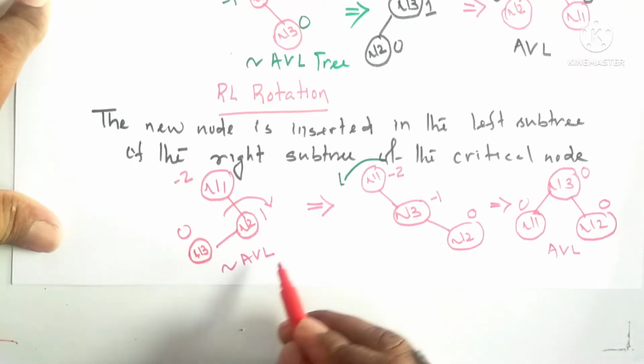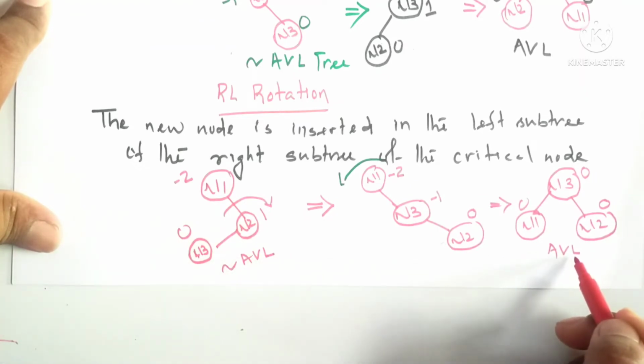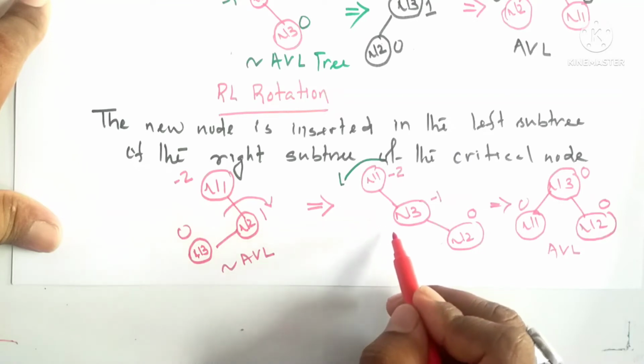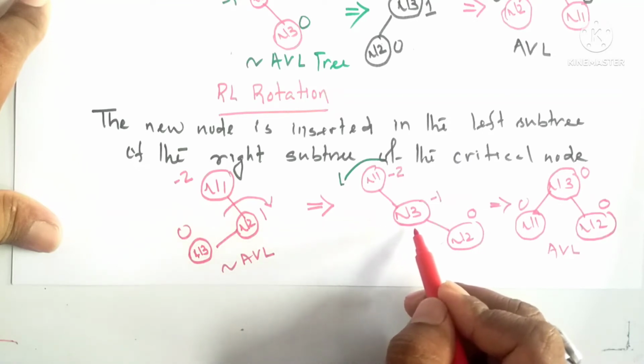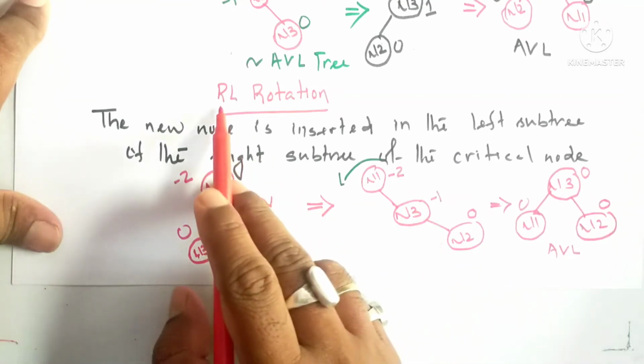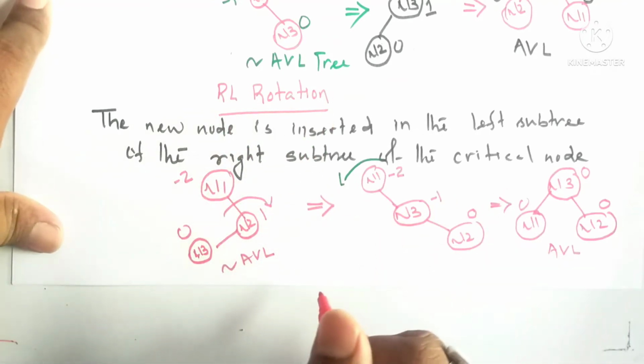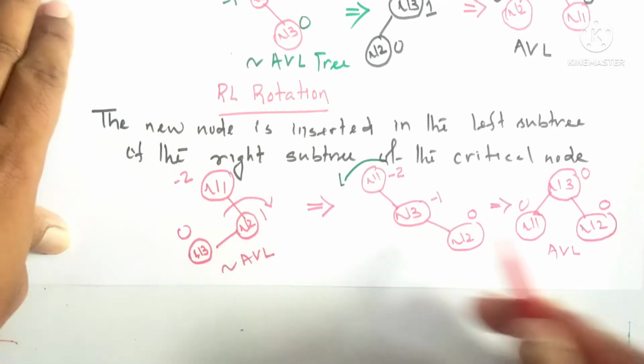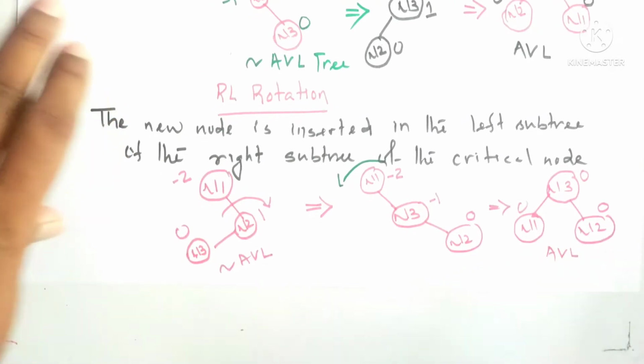So we converted a non-AVL tree to an AVL tree by doing two types of rotations. So in your RL rotation, we are doing two types of rotations to make a non-AVL tree into an AVL tree.